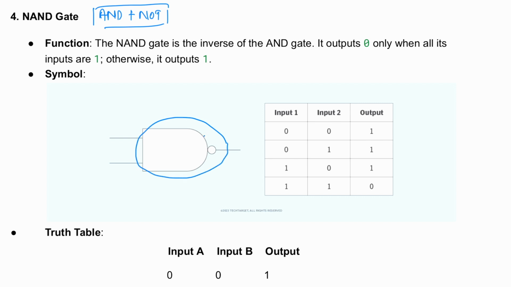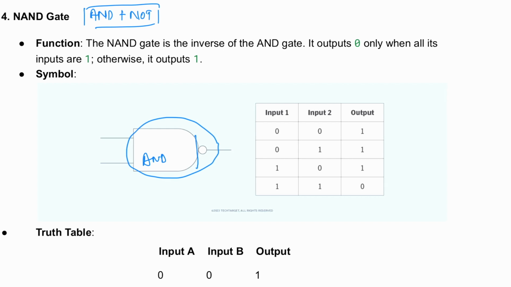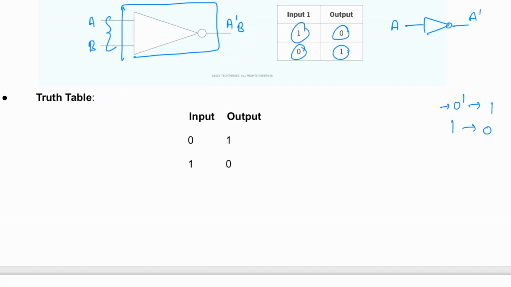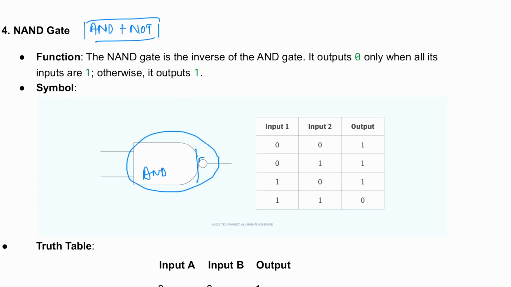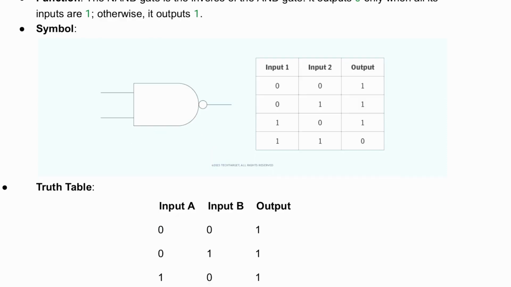So if you remember, this is the symbol of the AND gate, and on your NOT gate you have this small circle, which is added here in the NAND gate. So this is the symbol of the NAND gate. Let's see its truth table.